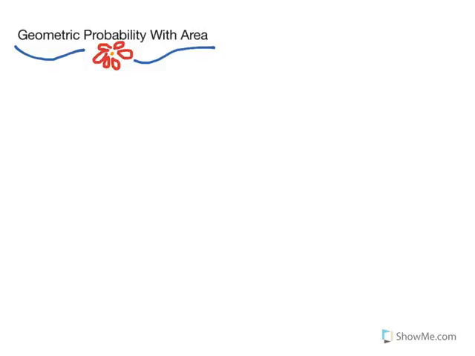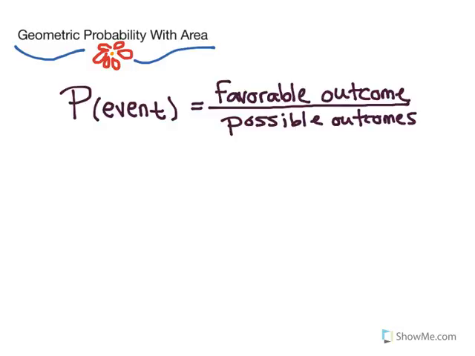In this tutorial, we're going to talk about geometric probability with area. The probability that we're going to talk about in general is the probability of a certain event, and it will be equal to the favorable outcome divided by the possible outcomes. This notation right here, this capital P, simply represents the probability, and inside the parentheses is what we want. It's what's happening. So we could find the probability of a particular area, of a particular dice roll, etc.